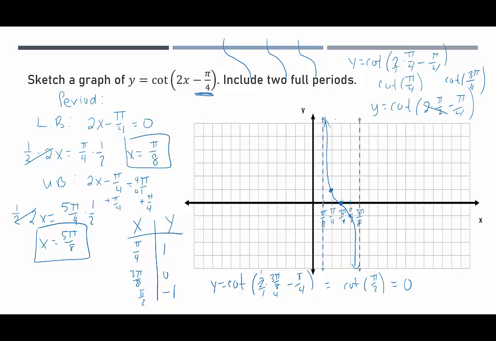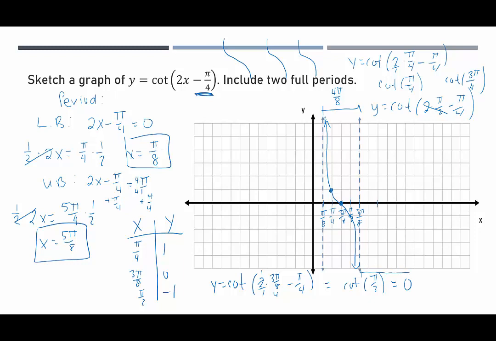To find a second period, we don't need to do all this work again. We're just going to say, okay, what's the difference between the asymptotes? How much space is there? What is the period? The period goes from pi over 8 to 5 pi over 8. That would be a change of 4 pi over 8. And I'll leave it like that because we're going to need that denominator. So we can either go to the right of 5 pi over 8, or we can go to the left of pi over 8. I like just sticking with the positive, so the next period would be 4 pi over 8 units this way. That would put us at 9 pi over 8.